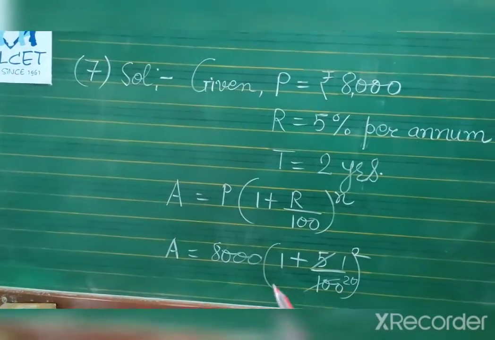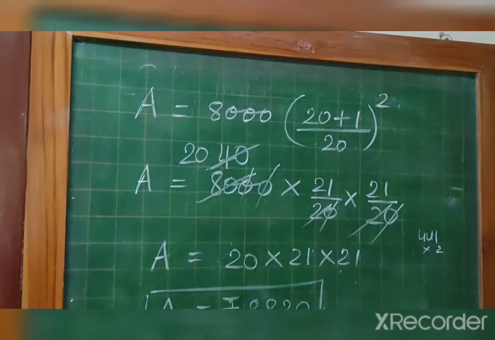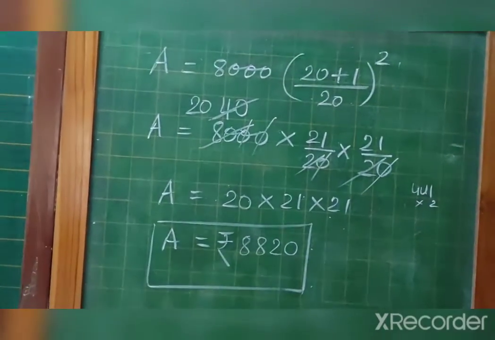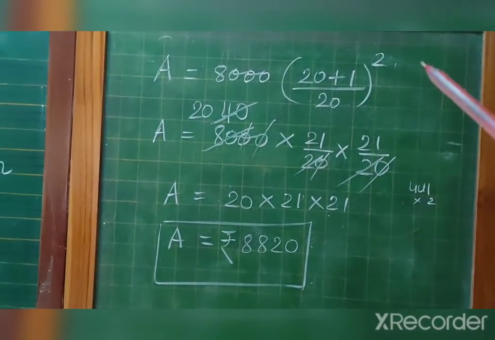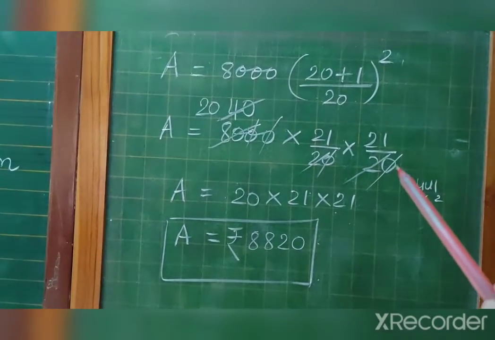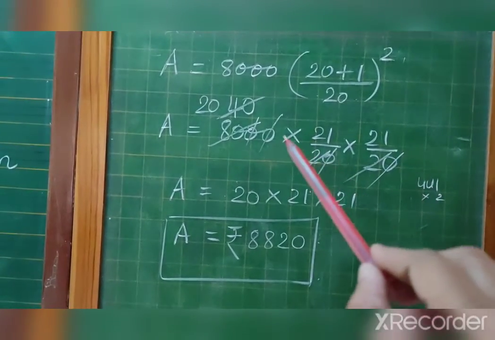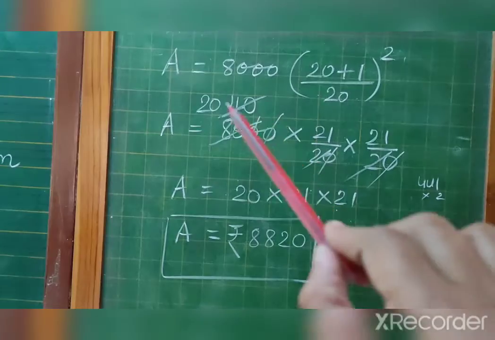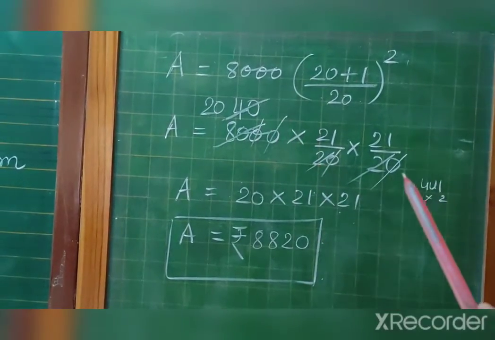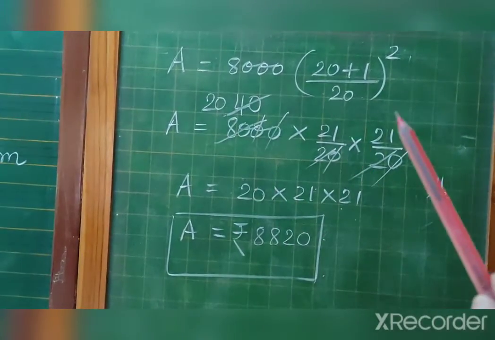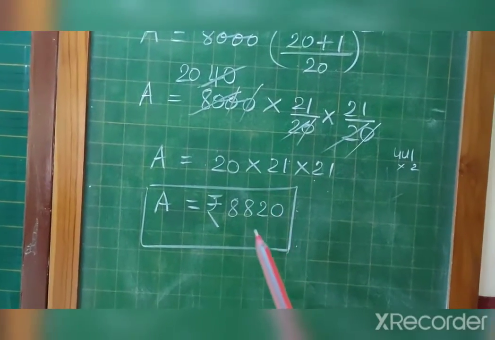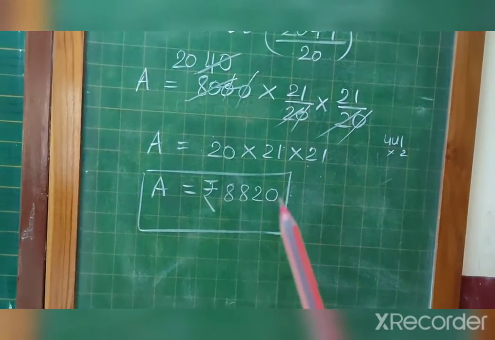5 ones are 5, 5 twos are 10 and 0 as it is. When we take LCM, the next step will be A equal to 8,000 into 20 plus 1 upon 20, so that means 21 upon 20 into 21 upon 20. So these 2 zeros cancel with those 2 zeros, and 2 4s are 8, and 0 as it is, 2 2s are 4. So 20 into 21 into 21. So the total amount is rupees 8,820.